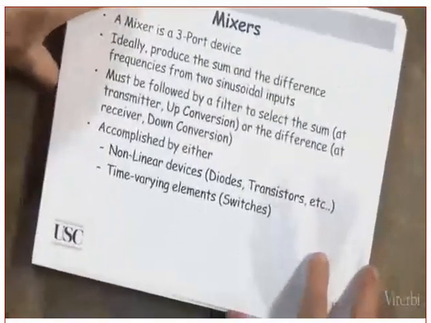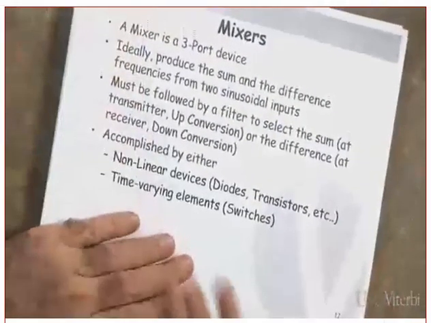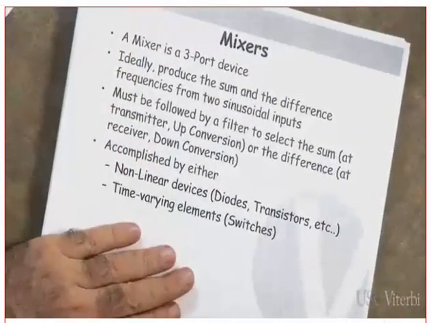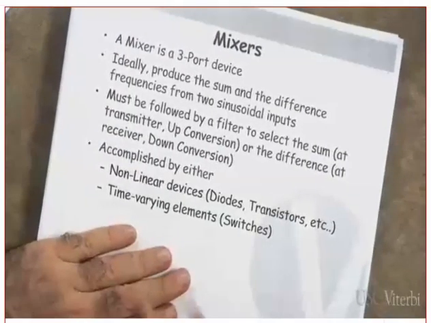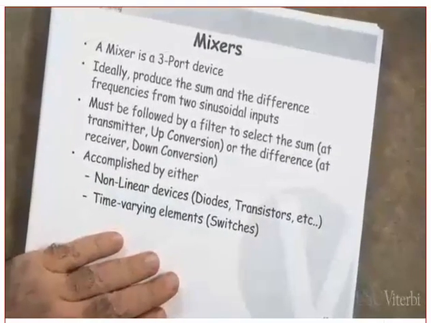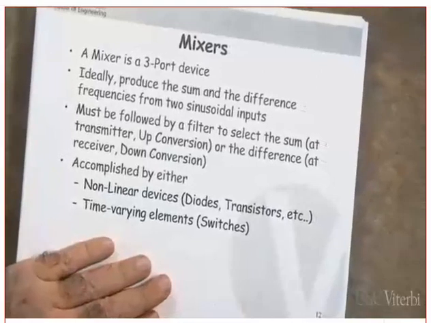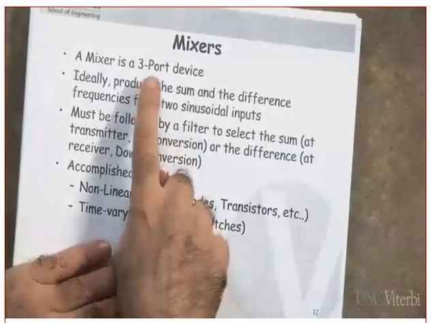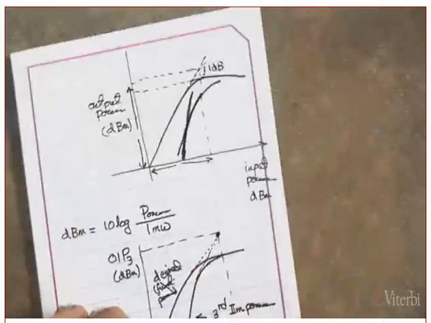Okay. Now, mixers. Where do I use mixers? At both the transmitter and at the receiver. At the transmitter it is for up conversion. At the receiver, it's down conversion. Clear? Now, if you are using a heterodyne, how many ports, by the way? 3 ports. Let's look at it a little bit carefully.